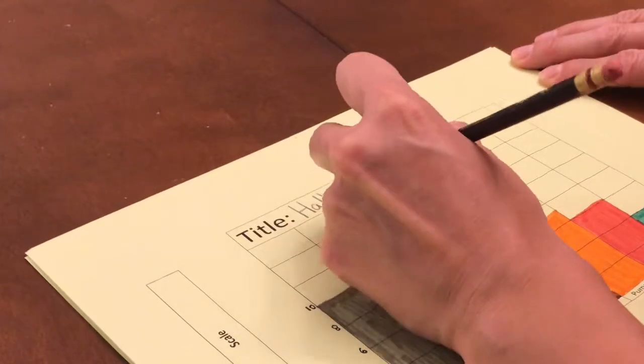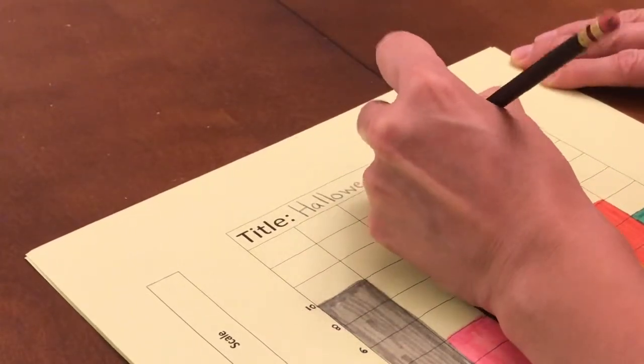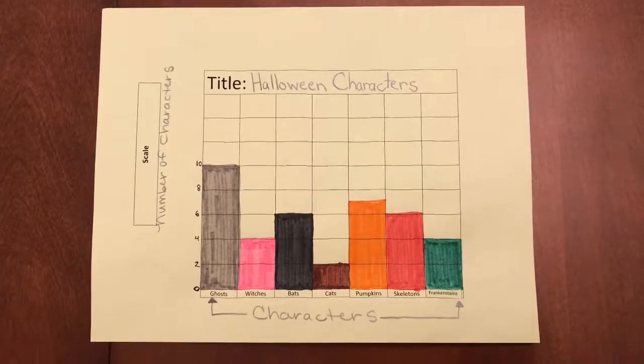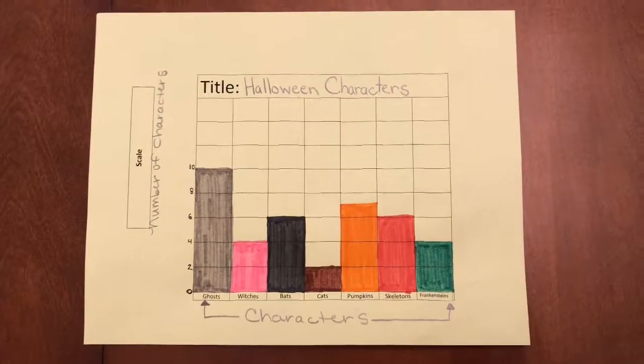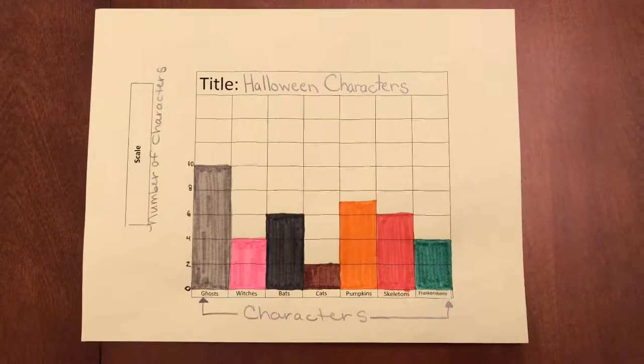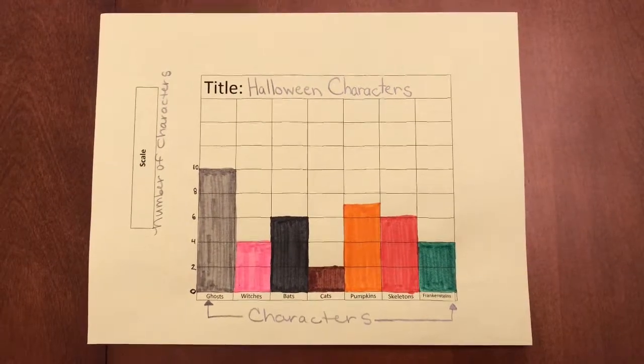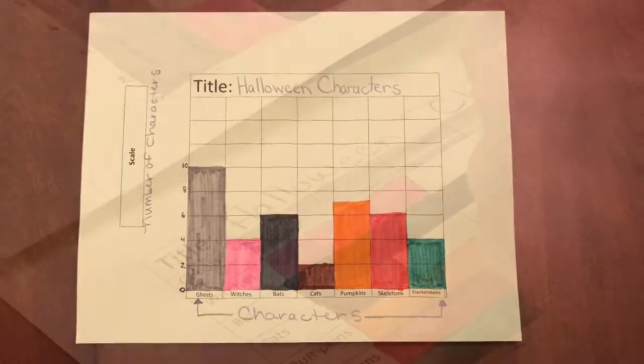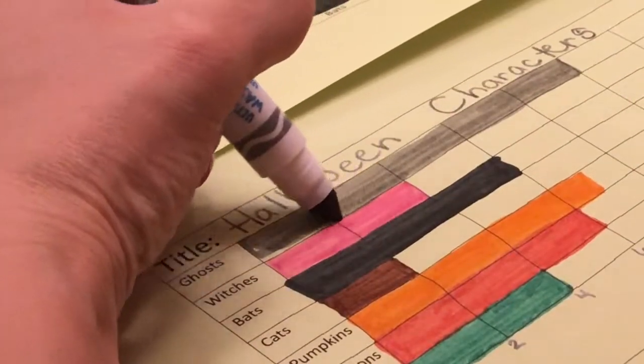Now I will title my bar graph. I'm going to title it Halloween Characters. This is what my vertical bar graph looks like. Keep in mind that labels are important because they give specific information.